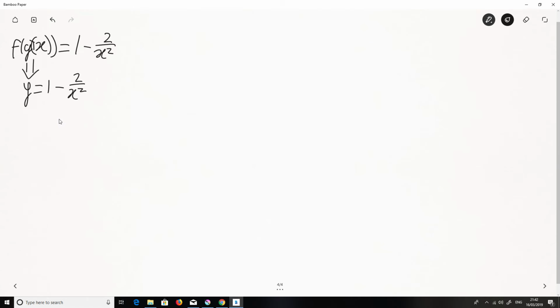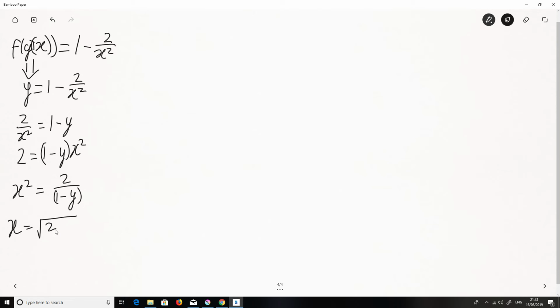And we want to rearrange to get something in terms of x. So we do 2 over x squared equals 1 minus y. Just adding that and subtracting that. Then we do 2 equals 1 minus y in brackets times x squared. Divide through, so we get x squared equals 2 over 1 minus y. And then we square root, so x equals the square root of 2 over 1 minus y.